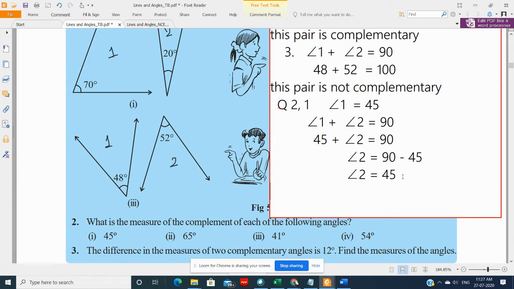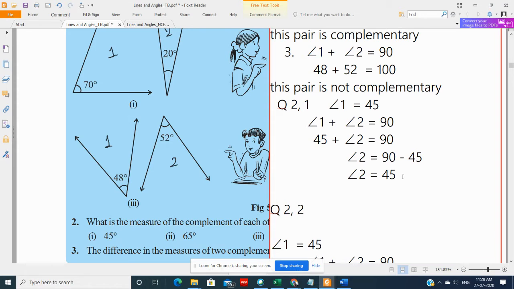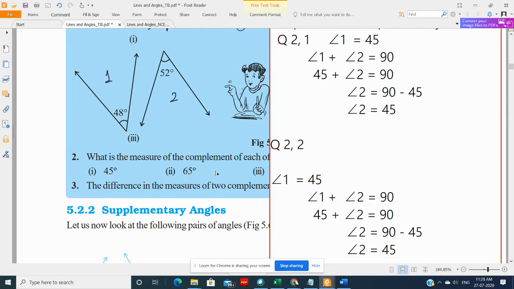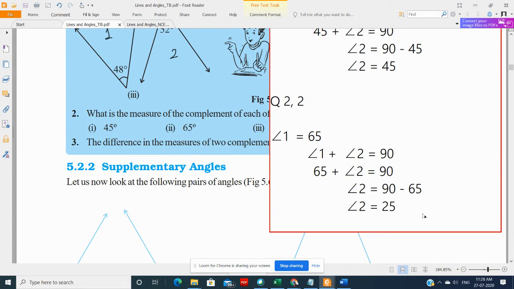Let's do the second one. Question 2, second. Same thing we will be doing here. I'm just copy pasting this. You can take it down so that you can see 65. Now the given angle is 65. So I'll just change this. So this is your 65. Ninety minus 65 would give you 25. So it's very easy. This is how you can solve this.